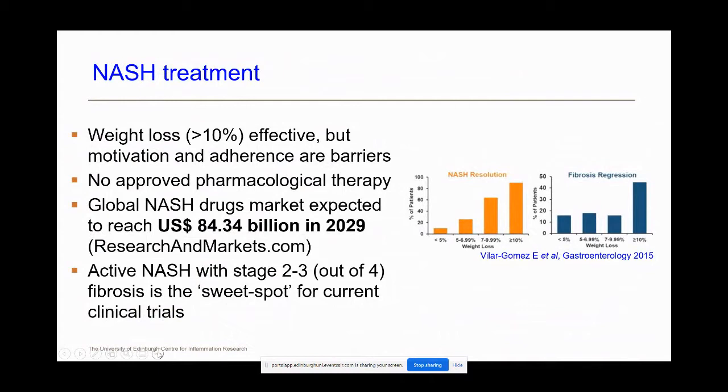However, the race is on for the first approved medical treatment for NASH, and it's a multi-billion dollar race. And in terms of current drug activity, patients with active NASH and moderate fibrosis are the main target population, as they're the most at risk of developing clinical outcomes.